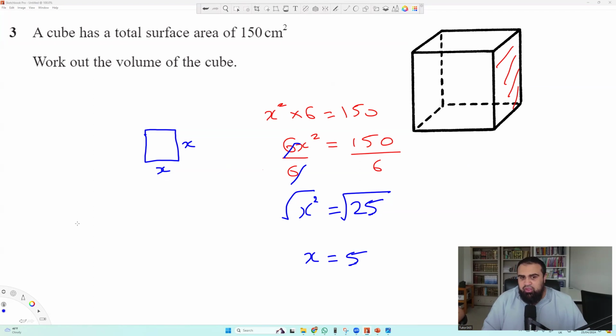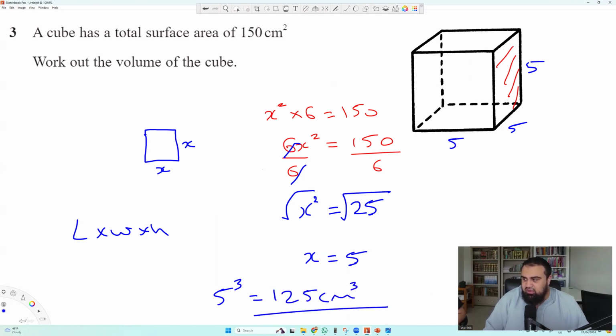So to get the volume of a cube or a cuboid, it's just length times width times height. We know that all the dimensions are going to be 5, 5, 5. So 5 times 5 times 5 is basically 5 cubed, which is 125 centimeters cubed. That's the final answer. Let's move on, everybody.